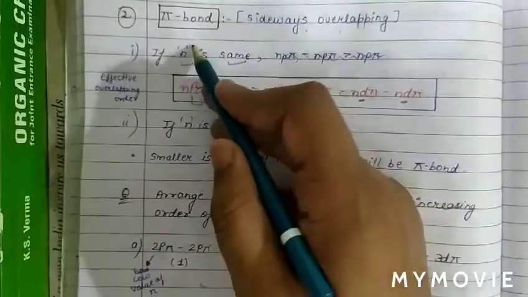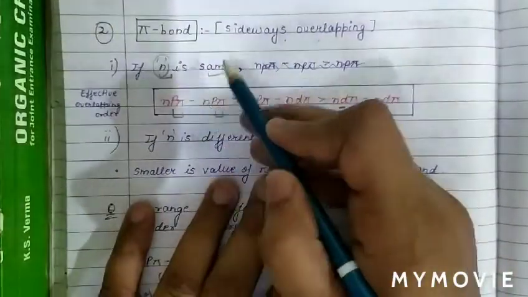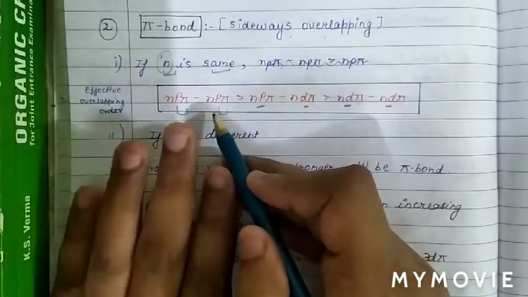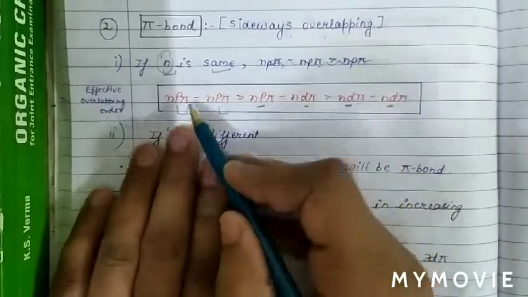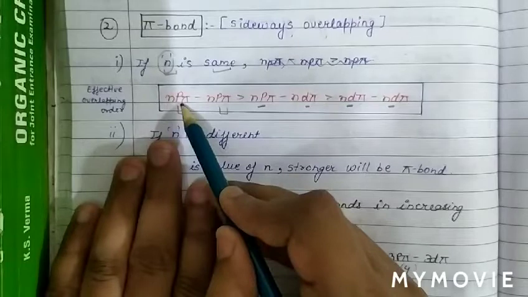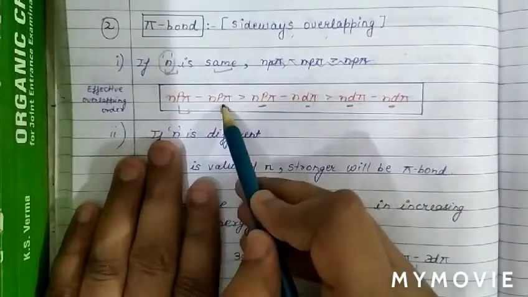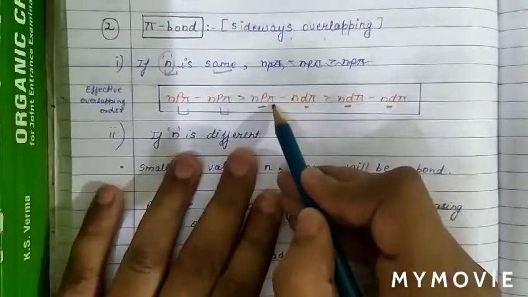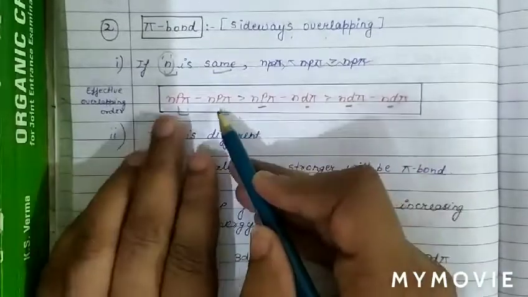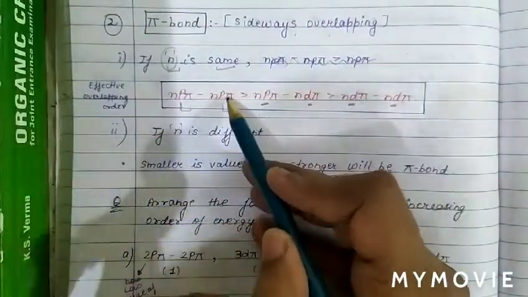So if the value of n, the principal quantum number, is the same, then the extent of overlapping and bond strength order is such that the strongest bond will be formed in case of pπ-pπ. So basically, if n is same, then pπ-pπ bond is stronger than pπ-dπ, and pπ-dπ bond is stronger than dπ-dπ, since the lobes are closer to each other.